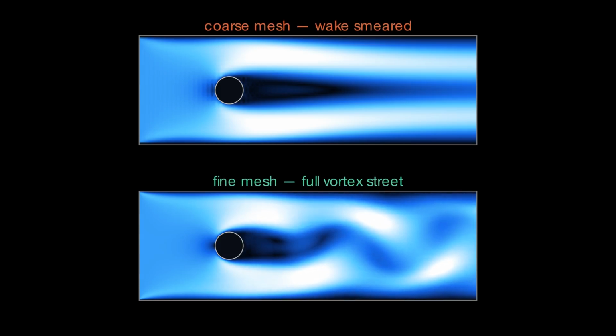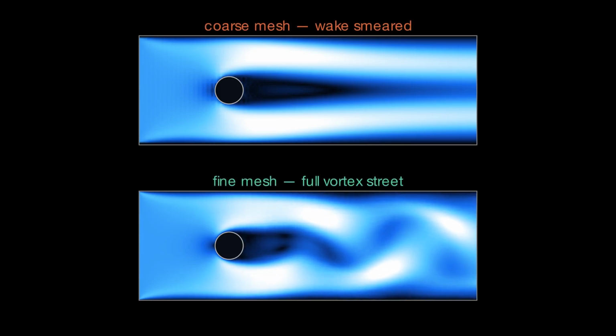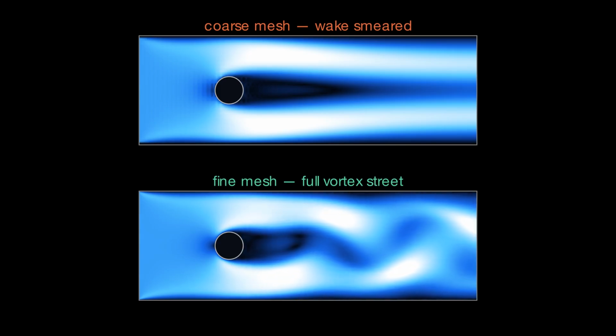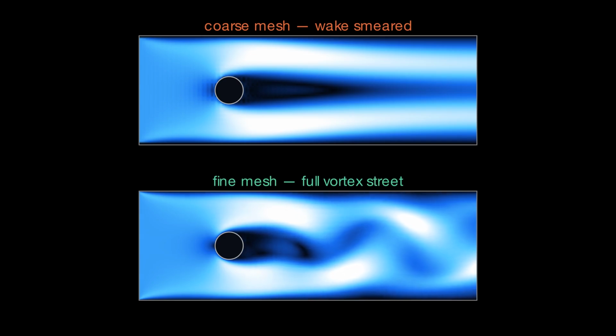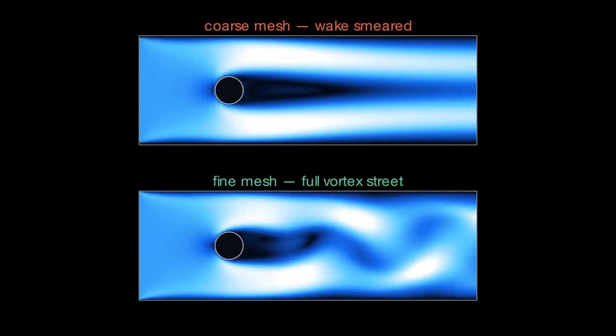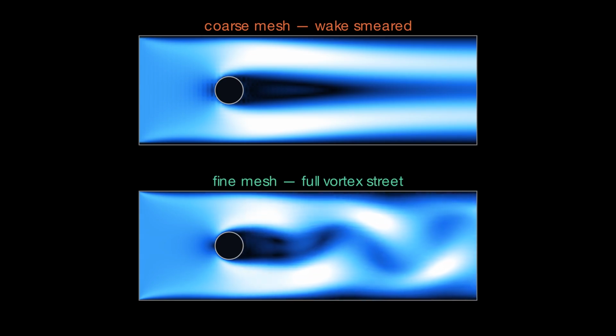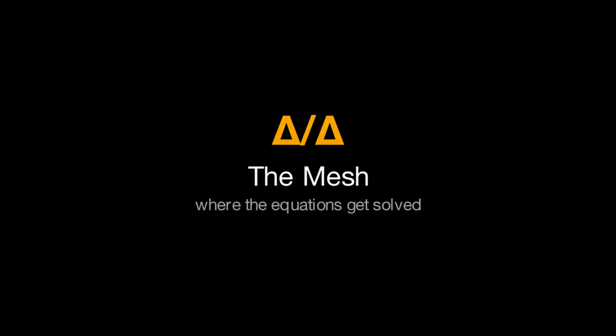Same cylinder, same wind, two different meshes. Watch what changes. Coarse mesh up top, and the wake is just a blur. Fine mesh below, and the same flow breaks into a clean row of vortices. Whether you ever see them comes down to the mesh. The mesh. It's where the equations actually get solved.